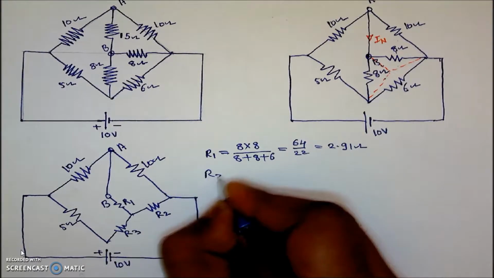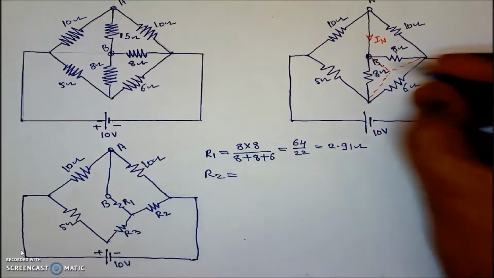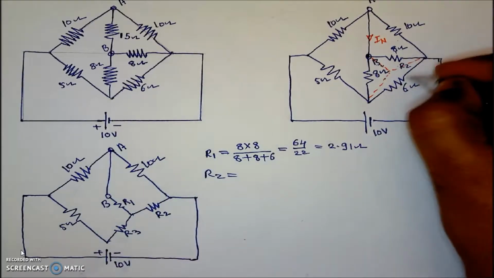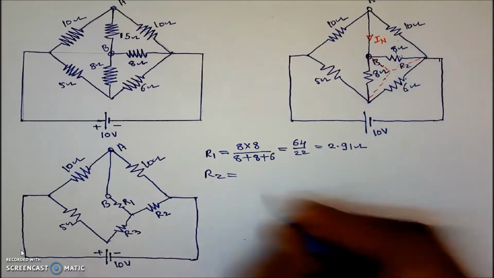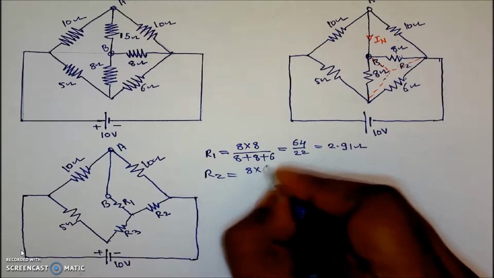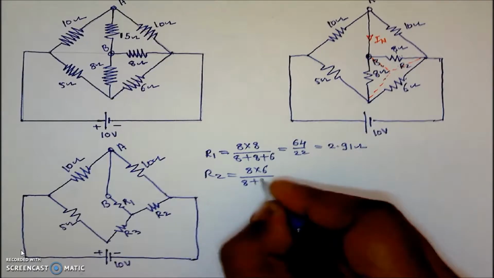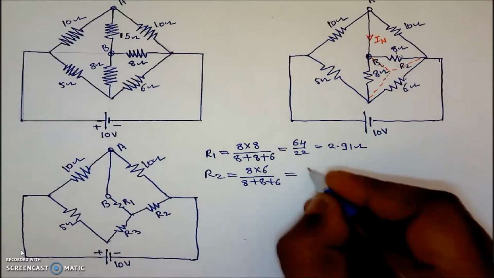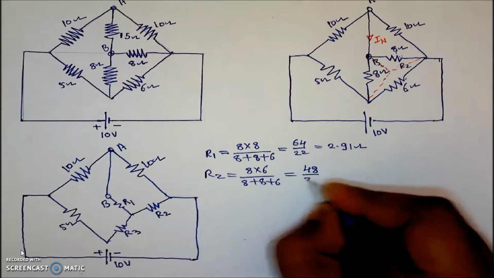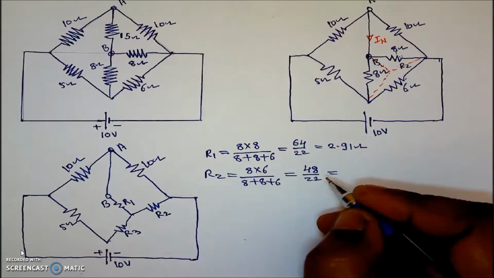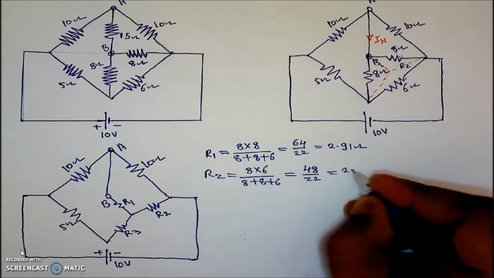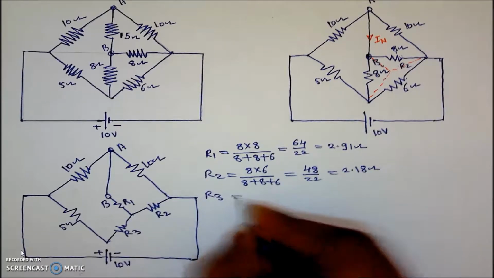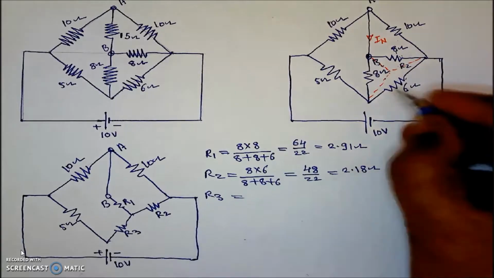Similarly, the resistance R2 is connected between 8 and 6. Its value is 8 into 6 divided by 8 plus 6, which is equal to 48 divided by 22, and this value is 2.18 ohms. And finally, this is resistance R3.